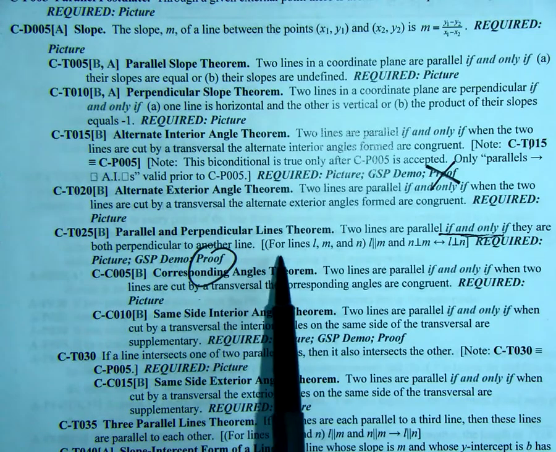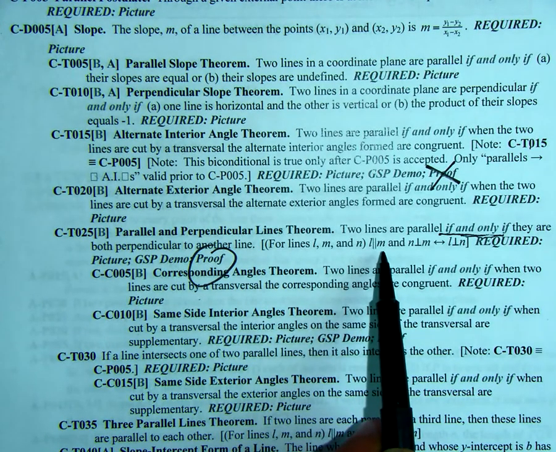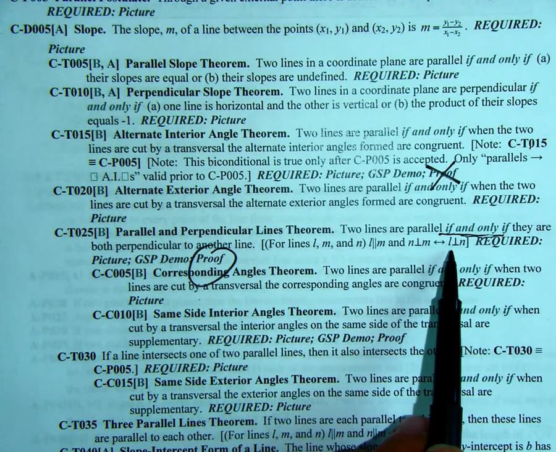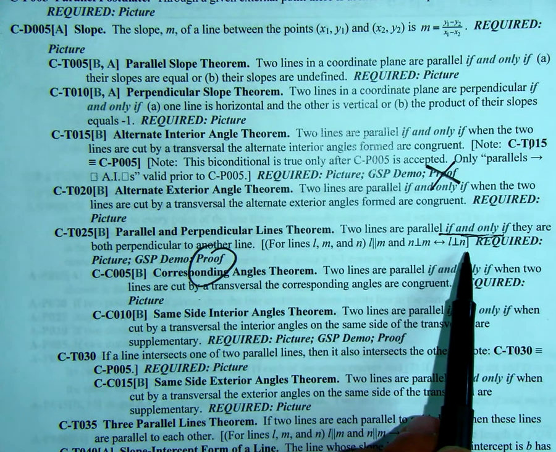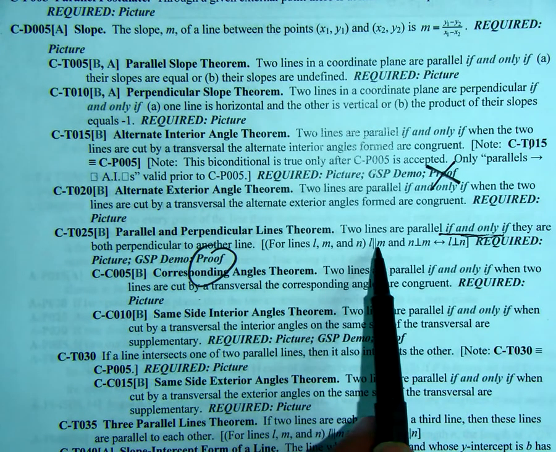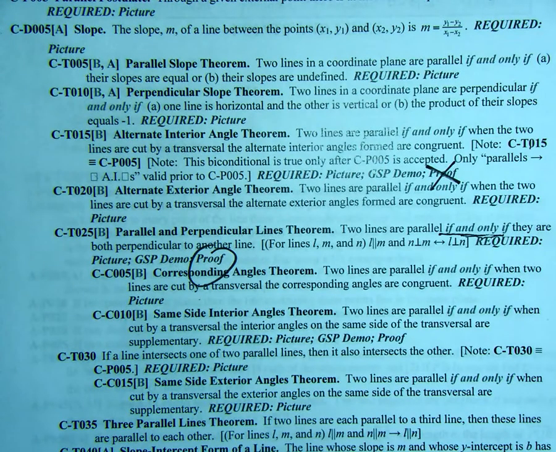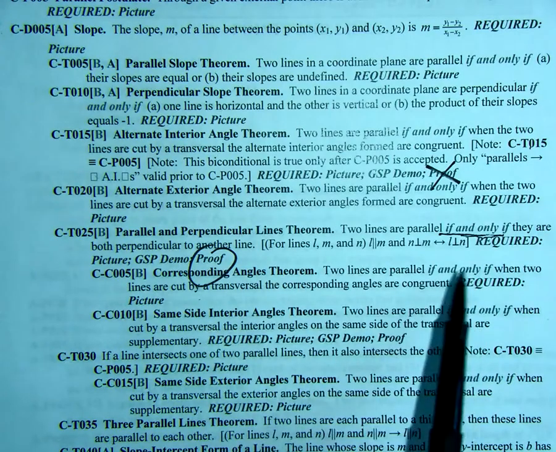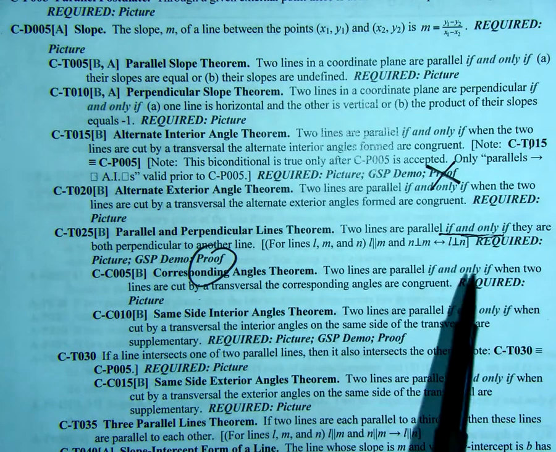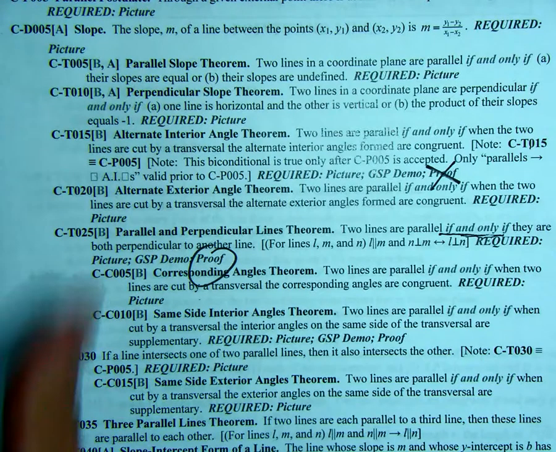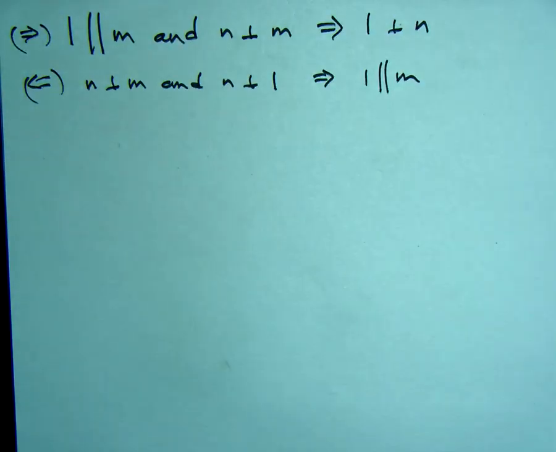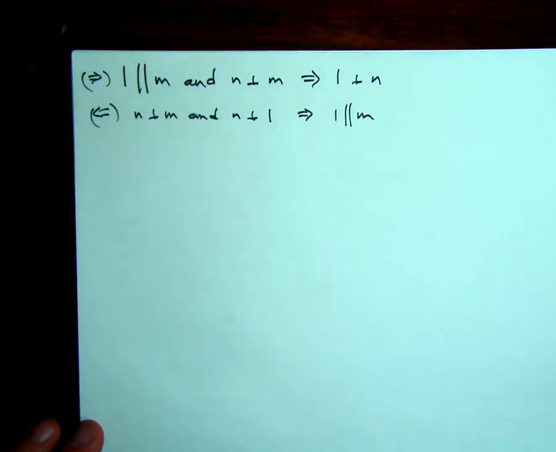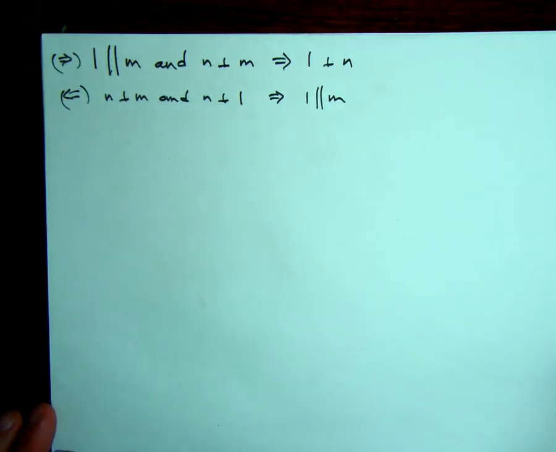So we have these three lines, and if L is parallel to M and N is perpendicular to M, then L is perpendicular to N also. Basically if N is perpendicular to one of those parallel lines, it's also perpendicular to the other of the parallel lines. So that's one direction. The other direction is that if a line is perpendicular to two other lines, then those two other lines are parallel. Let me move this aside for the moment and zoom this out a little bit. These are the two statements that are given in this theorem.